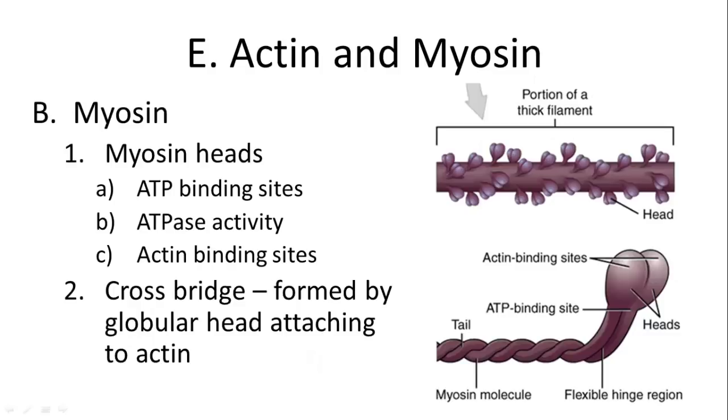Myosin then have these heads, okay, where they have actin binding sites, so that's where it connects to the actin, and ATP binding sites, where they can attach ATP, which can be used for energy. And they also have the ability to break down ATP, ATPase, which would be the enzyme important for breaking that down to use it for energy. A cross bridge is formed when the actin binding site attaches to the myosin binding site in the actin.